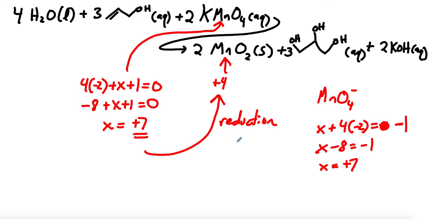Okay, so the manganese was reduced. So now something else has to be oxidized. And right away, we might zoom in here and say, wait a second. We see some carbons here that weren't bound to oxygen, and now they are. And that's always a sign that we should suspect oxidation here.